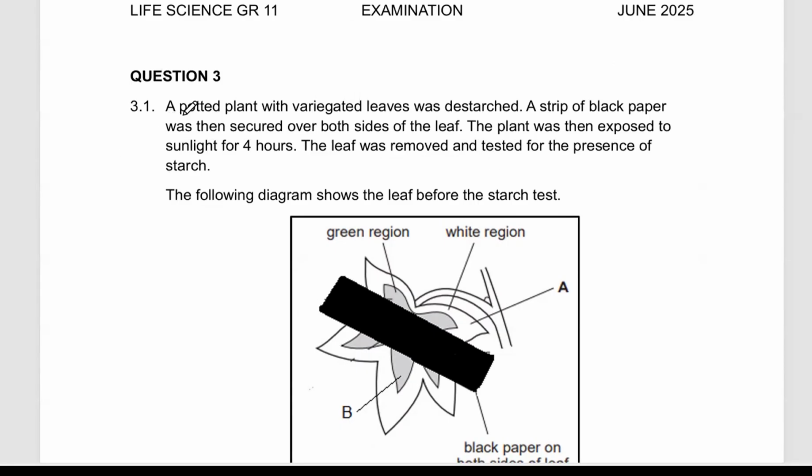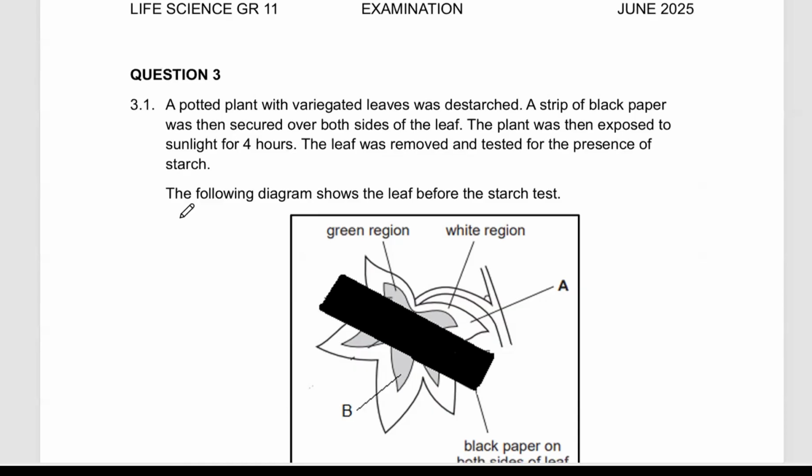All right. They're saying that a potted plant with variegated leaves was destarched, and a strip of black paper was used to cover both sides of the leaf. The plant was exposed to sunlight for 4 hours. The leaf was removed and then tested for starch.